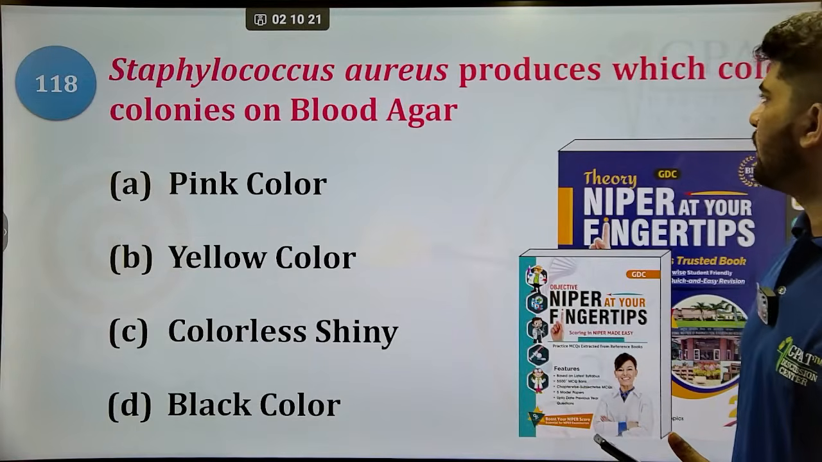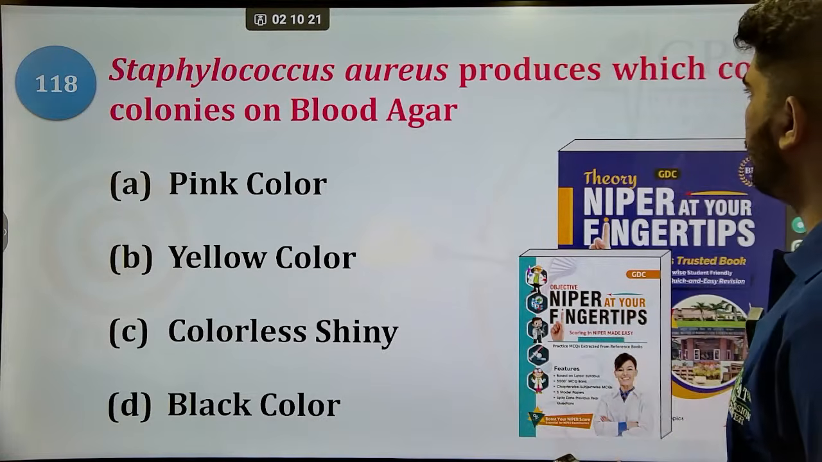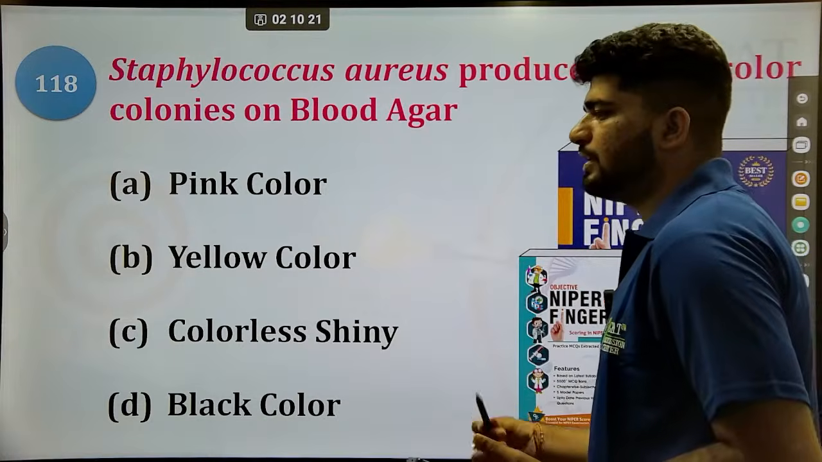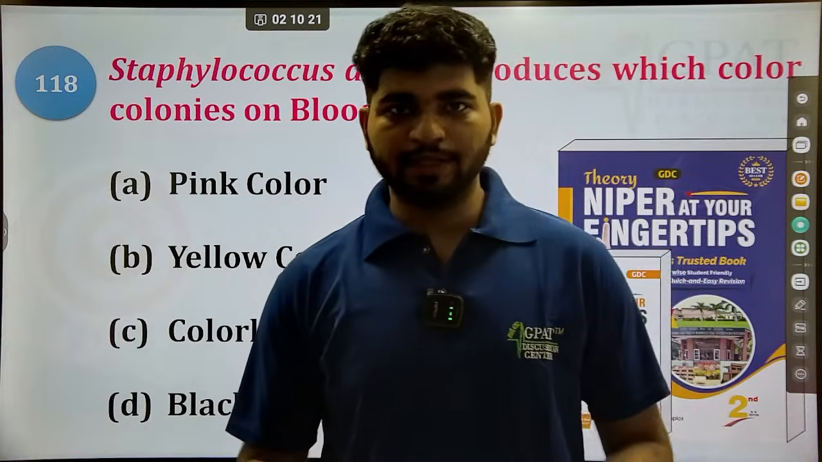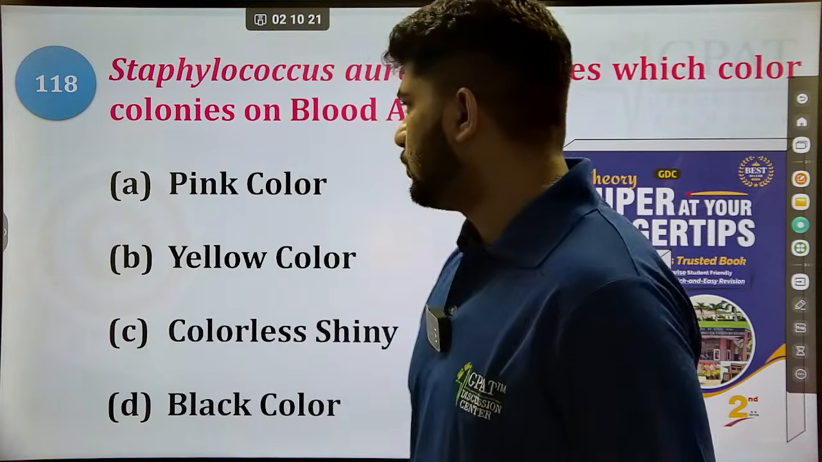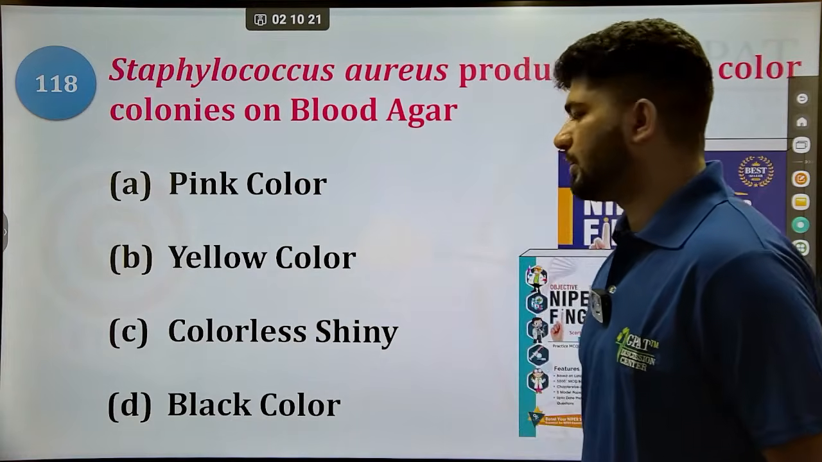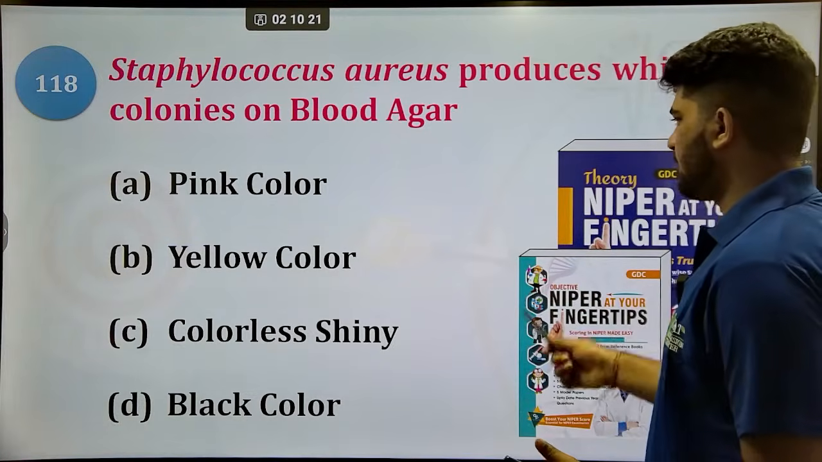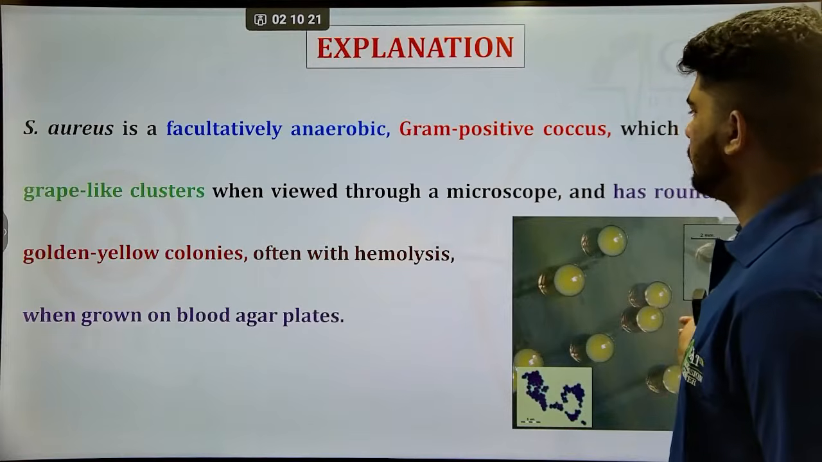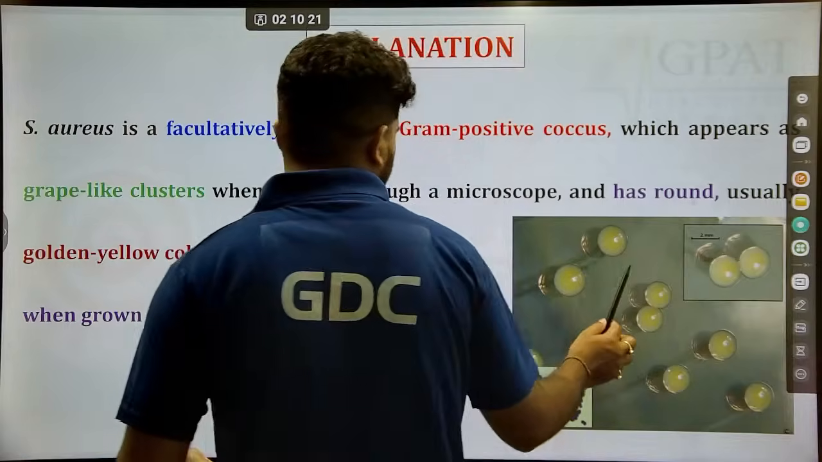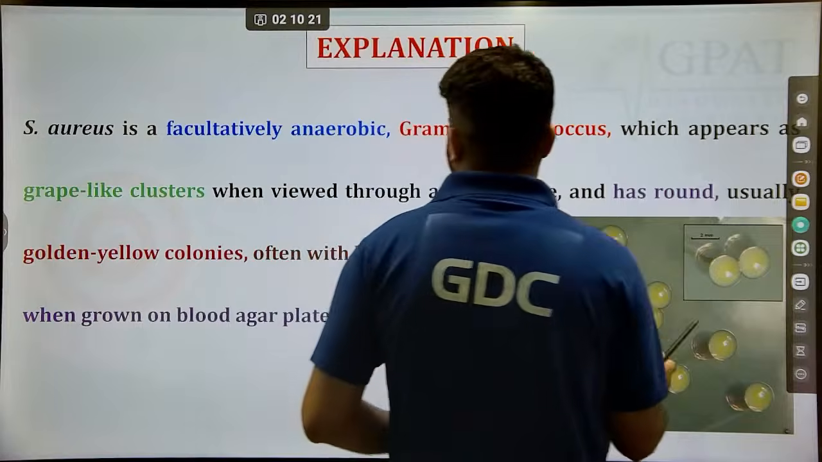Staphylococcus aureus produces which color of colonies on blood agar? Agar is your solidifying agent, which is also a nutrient media for those bacteria. So what kind of colonies take place through Staphylococcus aureus? Pink color, yellow color, colorless, or black color? Staphylococcus, that is your yellow color. Here you can see this is your agar media.